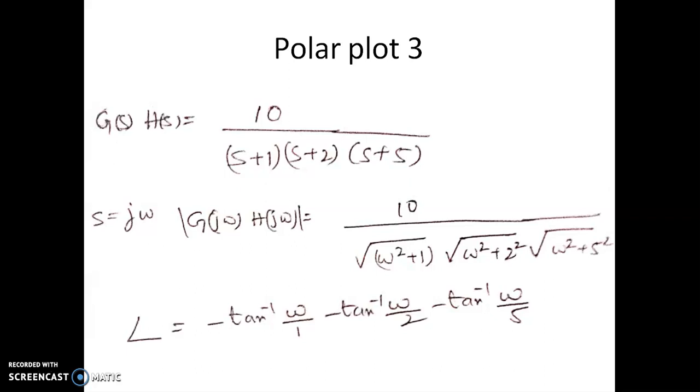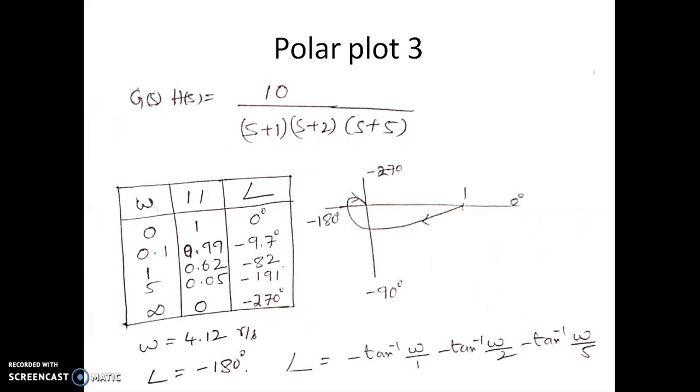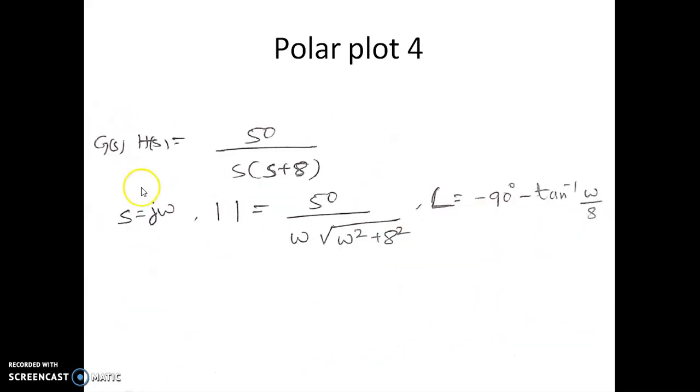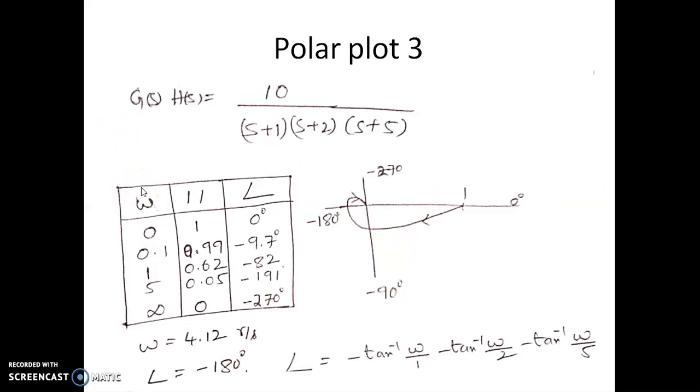Let us again change the value of omega from 0 to infinity and see how the magnitude and phase change. This is how the magnitude is changing from 1 to 0 as the value of omega changes from 0 to infinity, and this is the phase angle changing from 0 degree to -270 degree. You can see it keeps going negative, and it reaches -270 degree. At that point the magnitude is 0. So this is the plot of that particular transfer function.